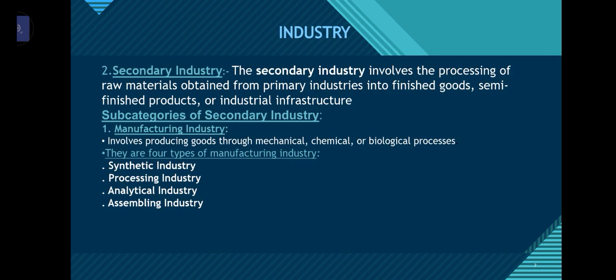And the secondary industry. The secondary industry involves processing the raw materials obtained from primary industry into finished goods and semi-finished products or industry infrastructure. Some subcategories of the secondary industry: the manufacturing industry involves production of goods through mechanical, chemical and biological processes. There are four types of manufacturing industries: synthetic industry, processing industry, analytical industry, assembling industry.